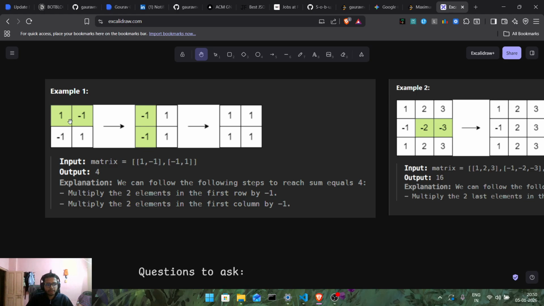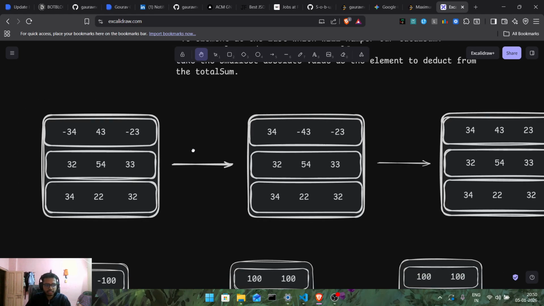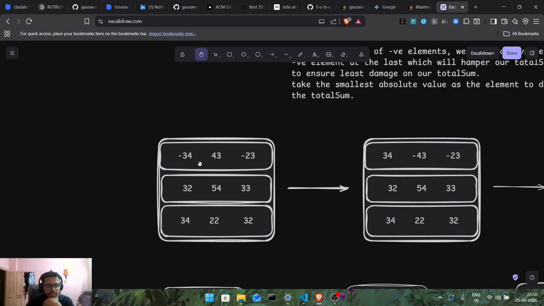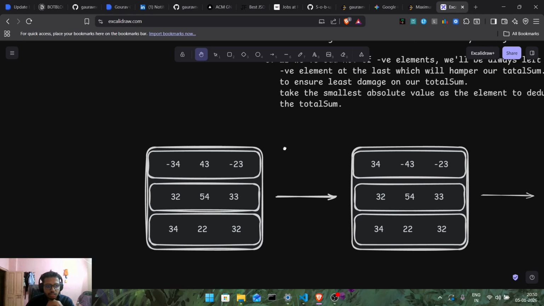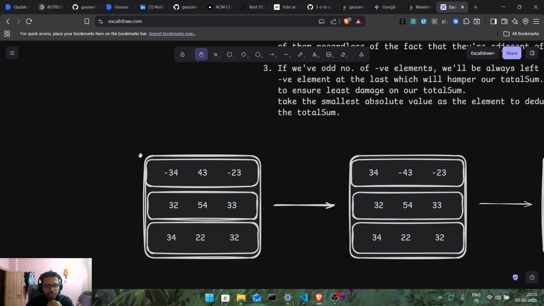Like here, let me show you an example. Here is the example I have prepared for you. Take a closer look. The matrix is minus 34, 43, minus 23. These two are the negative elements. And in this matrix, there is an even number of negative elements. The number of negative elements in this matrix is 2, which is an even number. So we need to eliminate these two. How can we, because these two aren't adjacent elements?